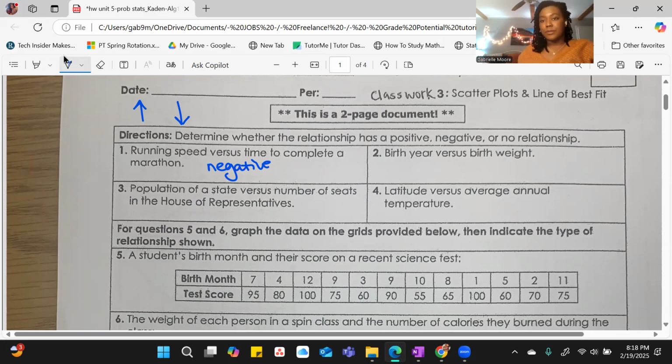Now, number two, we figured there's no relationship. Looking at the birth year and whether the birth weight is an outcome of that makes no sense. I don't think there's much of an argument there. I can kind of see that all over the place.